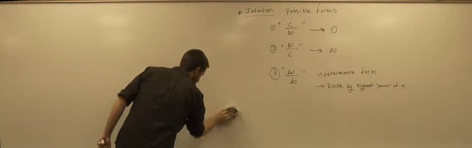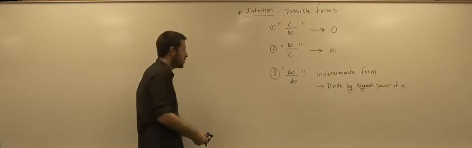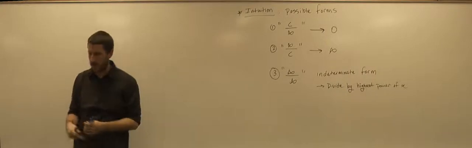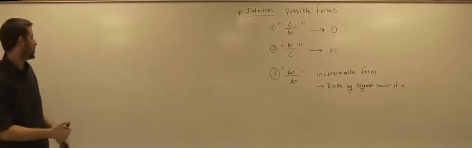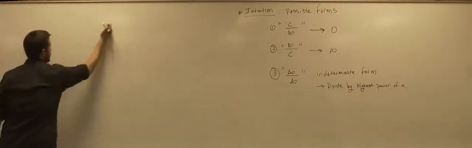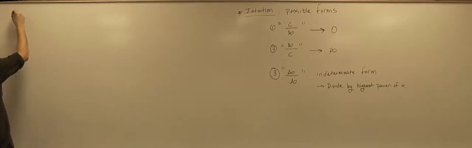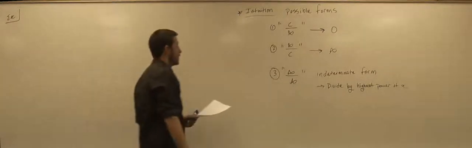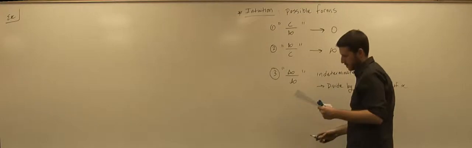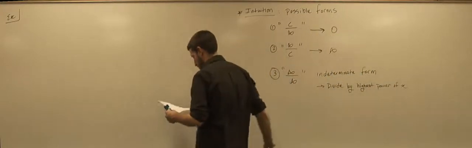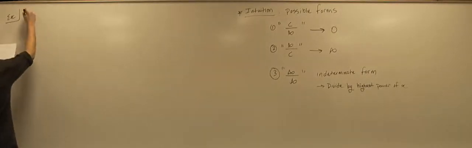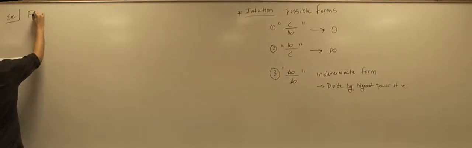Okay, so we're switching it up a little bit now. When I do my limits now, all my limits are going to have x going to infinity, and we want to figure out what y is going to. Before, x was going to 2 or 3 or a constant. But now x is going to be going to infinity. So let me do some examples here. Find each limit.